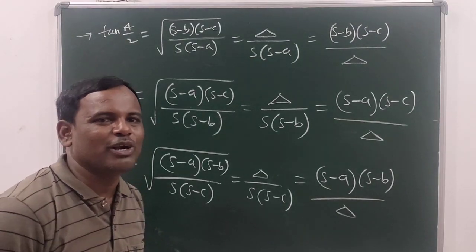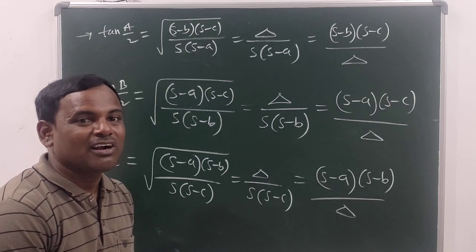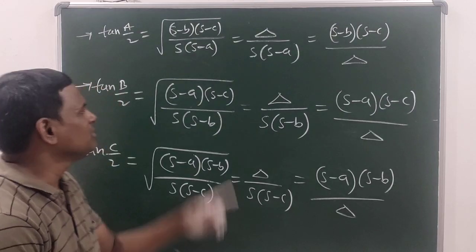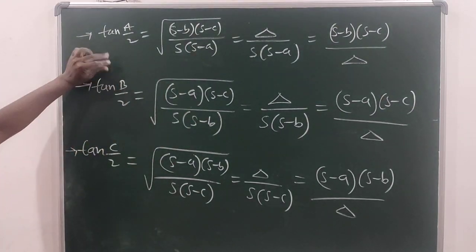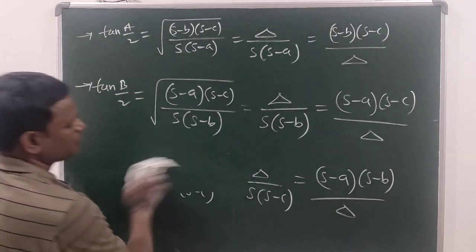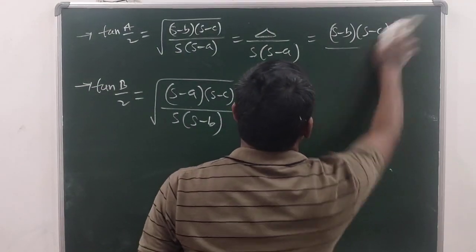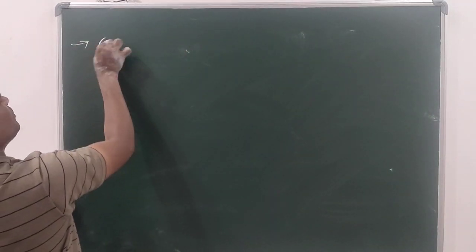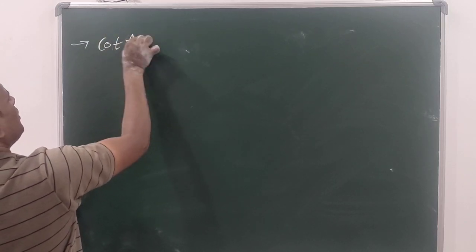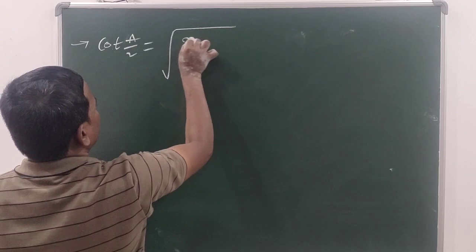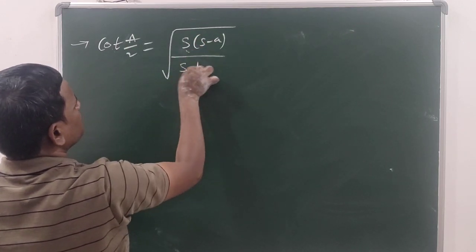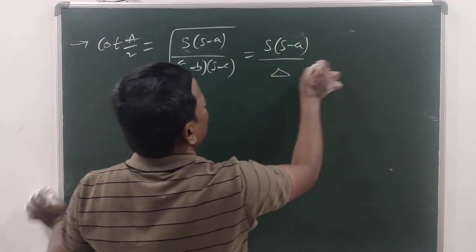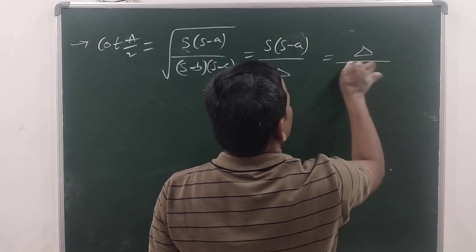Similarly, for cot A by 2, what do you do? Cot is the reciprocal of tan, no? So to write cot A by 2, cot B by 2, cot C by 2, you just have to take the reverse, meaning reciprocals of these three. Now write cot A by 2, cot B by 2, cot C by 2 formulas. Tell me. So cot A by 2 is equal to square root of S into S minus A by S minus B into S minus C, and S into S minus A by delta, and delta by S minus B, S minus C.